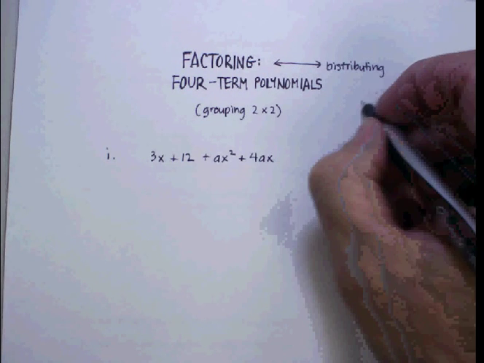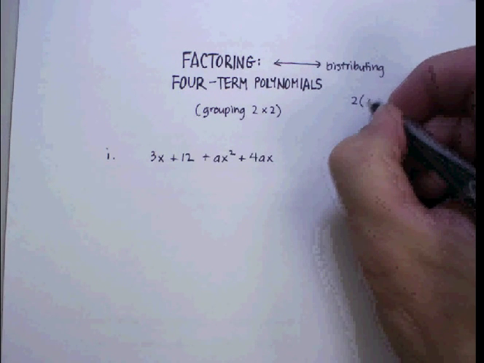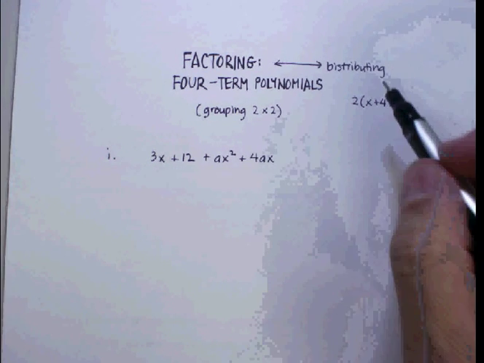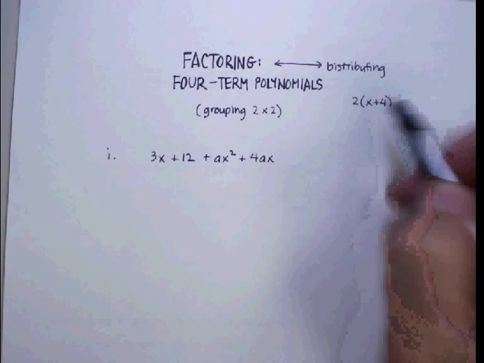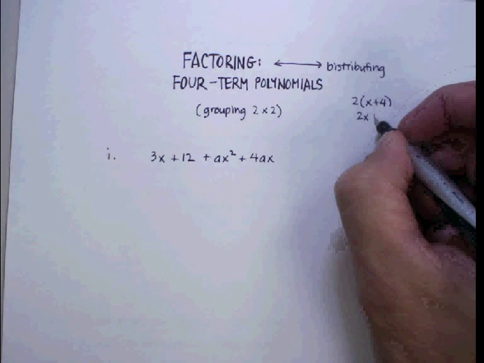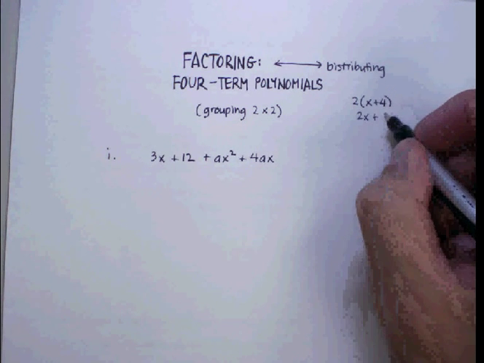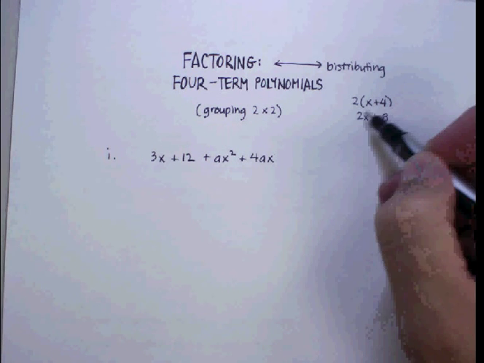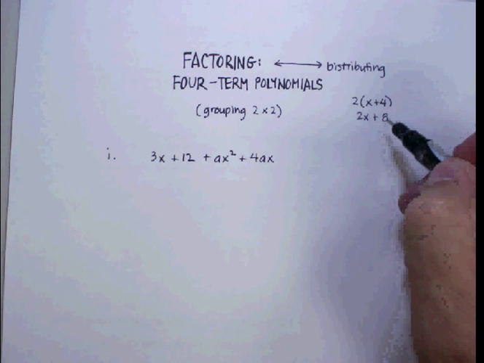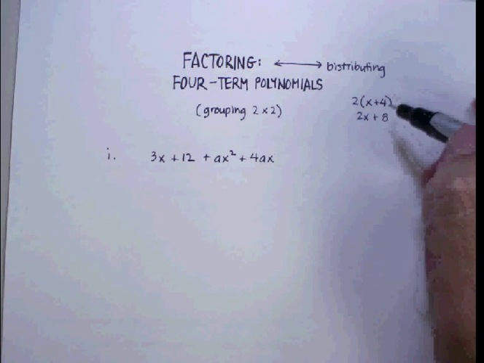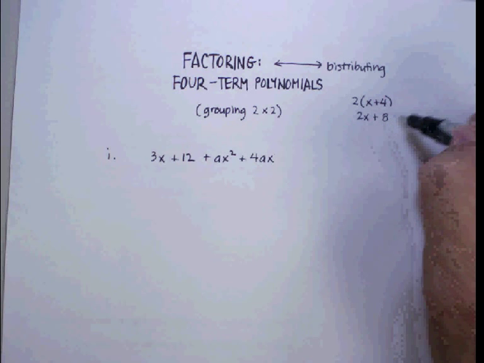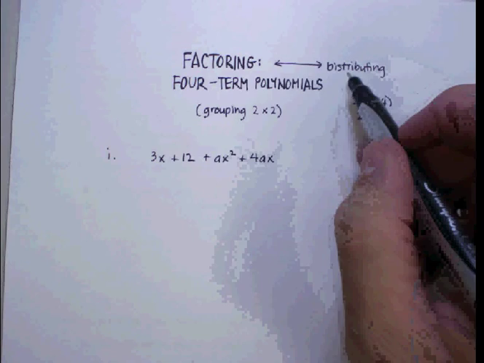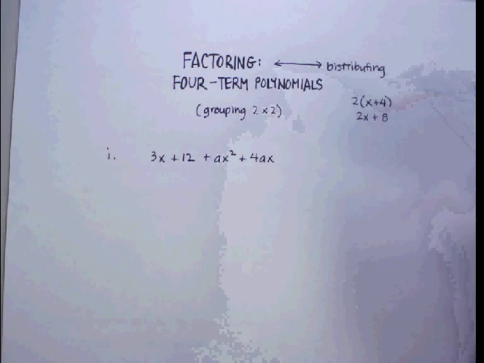Now what is distributing? Well, let's take a really simple example. Let's say I have 2 times the quantity x plus 4. When I distribute, I'm going to multiply this times the first term plus this times the second term. And that's distributed now. But look what I end up with. I end up with a polynomial. This is a binomial in this particular case. Factoring is how you get from the polynomial back to the multiplication. So it's the opposite of distributing.